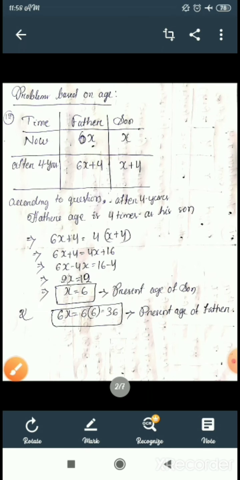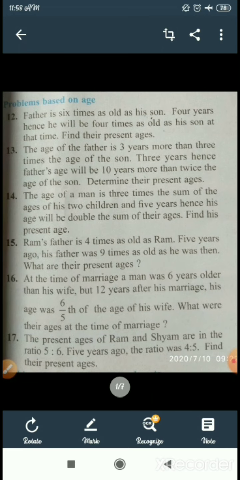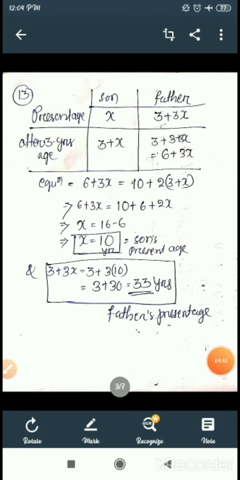Okay, now again see the question number 13. The age of the father is 3 years more than 3 times the age of the son. 3 years hence, father's age will be 10 years more than twice the age of the son. Determine their present age. So here is the solution of question number 13.